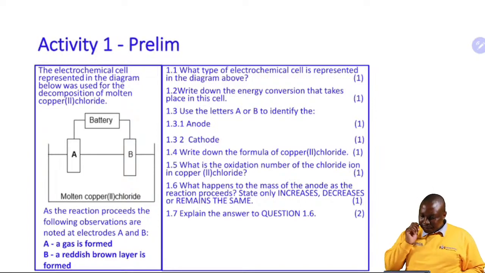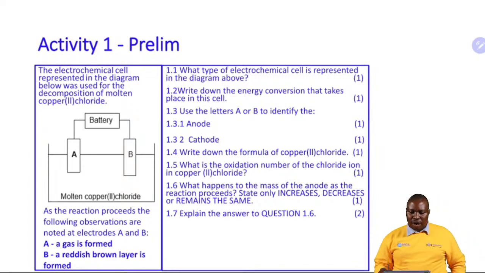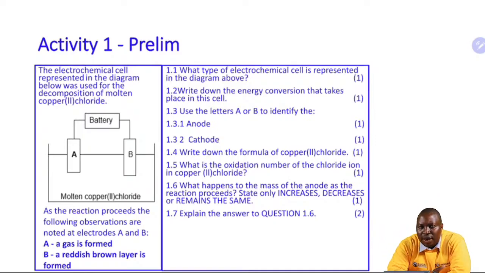Now, here is an activity borrowed as well from a prelim paper. The electrochemical cell represented in the diagram below was used for the decomposition of molten copper(II) chloride. As the reaction proceeds, the following observations are noted at electrode A and B. The only difference in this question paper is that they said molten. I brought this one to show you the difference between molten and solution, because when we are talking about the molten one, it's not in water. We're just melting the copper chloride.